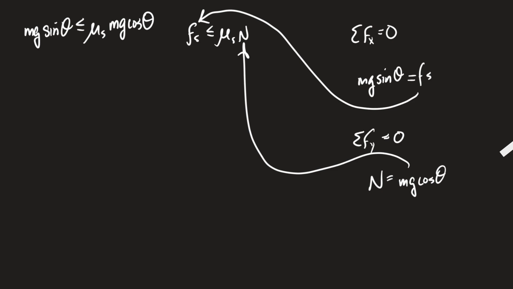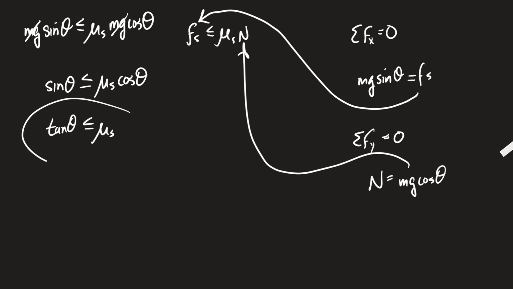And now I notice that mg is on both sides of the relationship. Do you notice that too? Assuming it's not 0, and there's no reason to believe it is, I can cancel it out. And then I have sine theta is less than or equal to mu s cosine theta. What do we do next? Yeah, perfect. So mu s is greater than or equal to tangent theta.